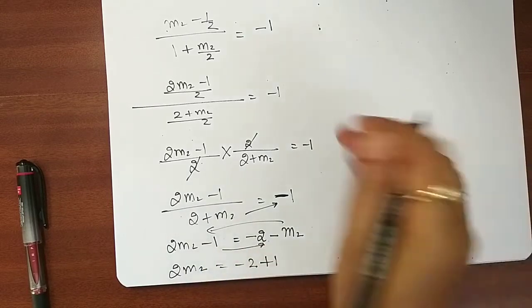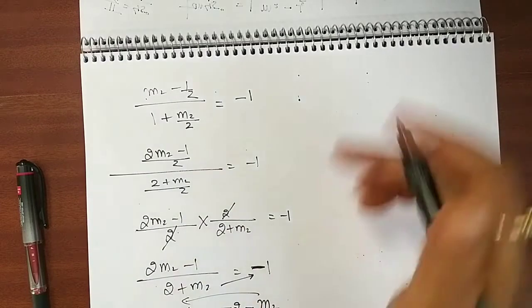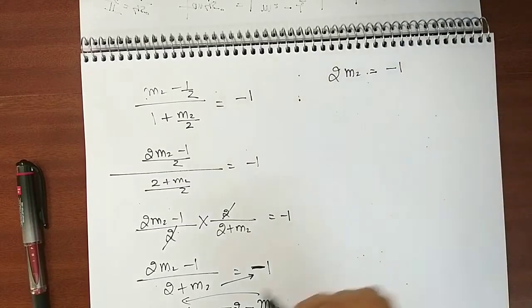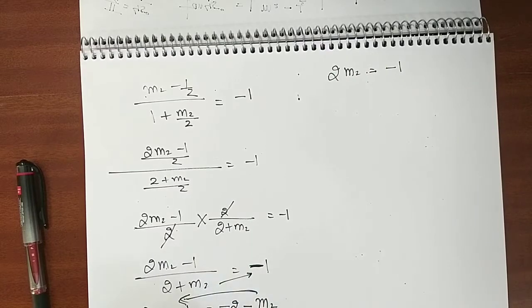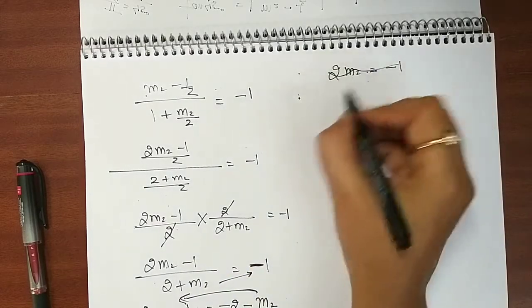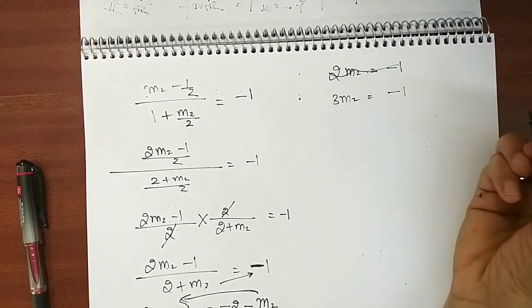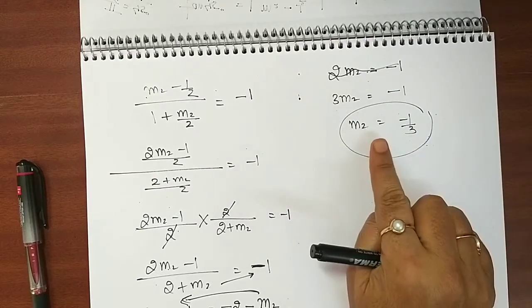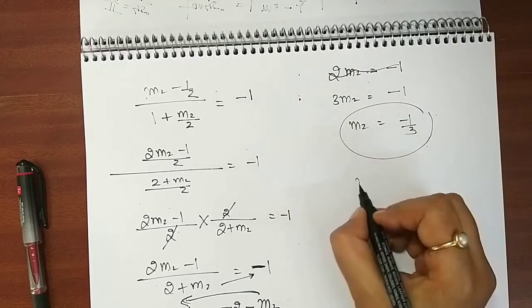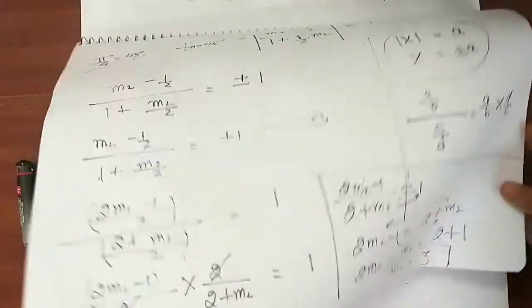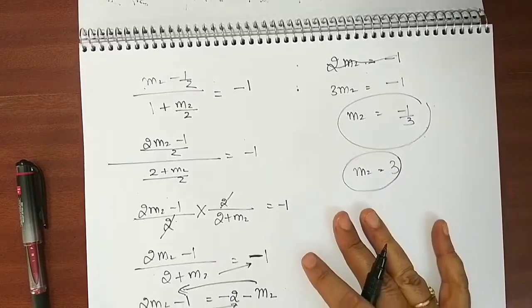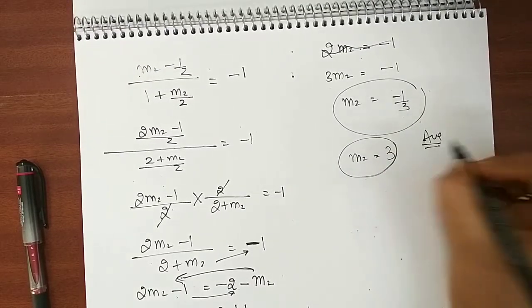See, this is coming here. So this will become 2m2 is equal to minus 1. I'm sorry, this m2 is coming to this side here. So it will become plus m2, which will become 3m2 is equal to minus 1, which means m2 is minus 1/3. So I got the second value. Before I was getting m2 is equal to 3. So there are two possible slopes of the second line. Okay, so this is my answer.